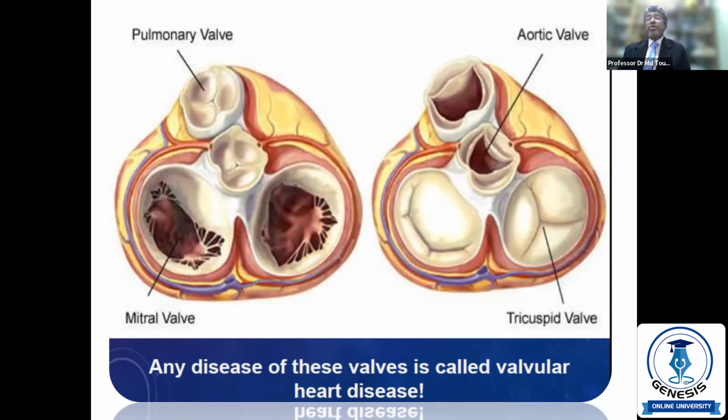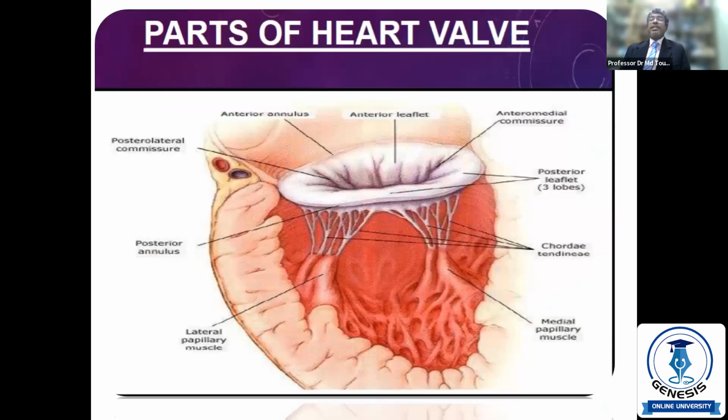So there is improper coaptation. There is non-coaptation, so there is regurgitation. There is leaking of the blood, and this is a regurgitation type of lesion. In some cases, we may get both regurgitation and stenotic type lesions. Both may happen in a valve in the same patient.